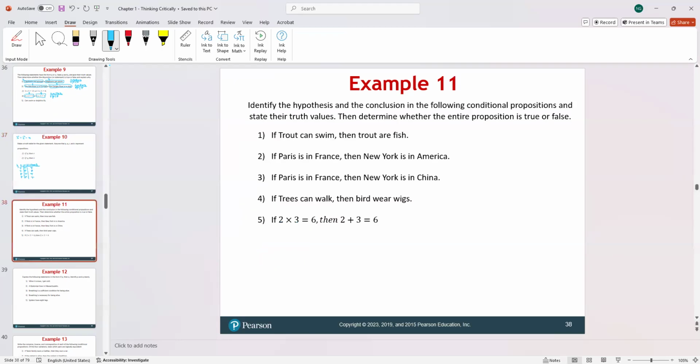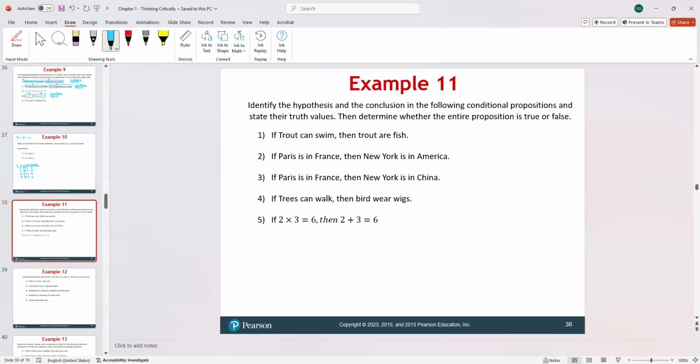Because we try to go a little bit faster, I believe you can help to answer those questions. Once we started to talk about the conditionals, we said that P we call the hypothesis, and Q we call the conclusion. And here they said identify the hypothesis and the conclusion in the following conditional proposition and state the truth table. Then determine whether the entire proposition is true or false.